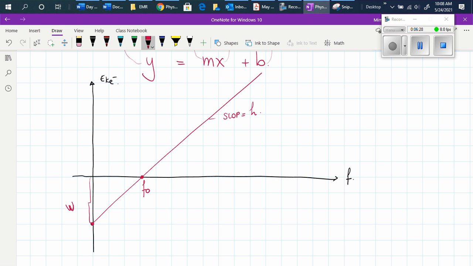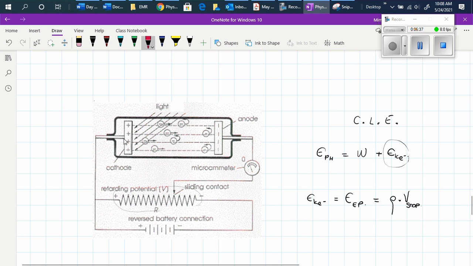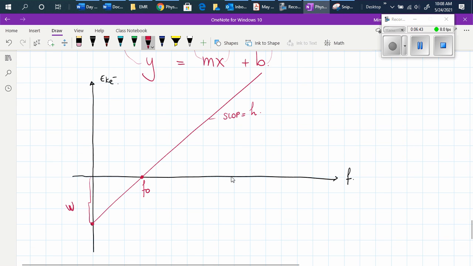And when he changed the different metals for this plate here, he noticed that the lines were parallel to each other.